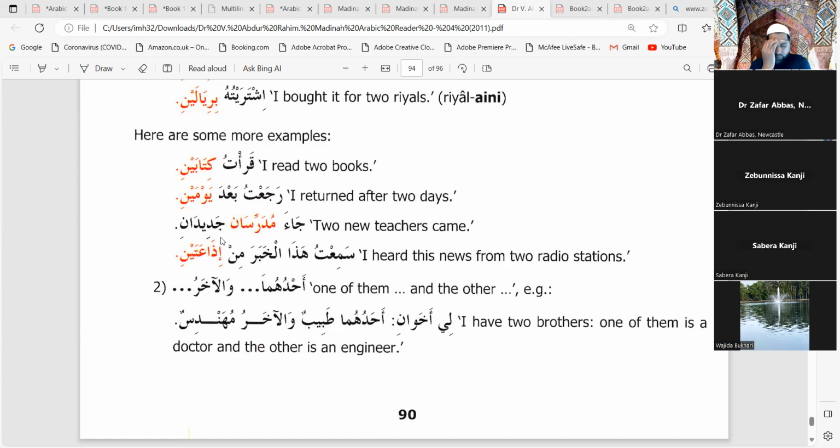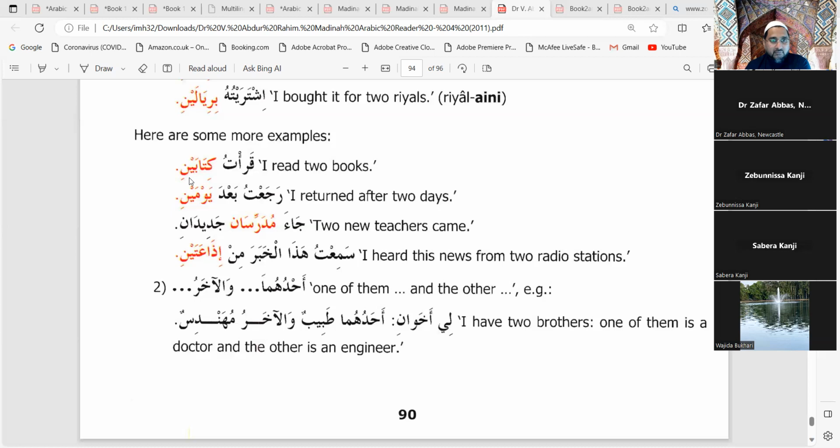The رجعت بعد يومين is in the state of majroor because of the بعد. Correct. It's يومين. It's مضاف إليه, so it's in the state of مجرور. Yeah, okay, state of مضاف إليه مجرور. That's it. And قرأت, I read. So when you read something, what do you read? An object. Exactly. So كتابين is the object.